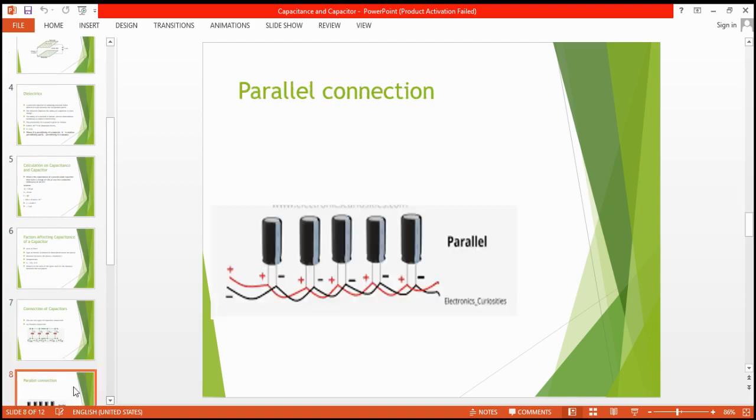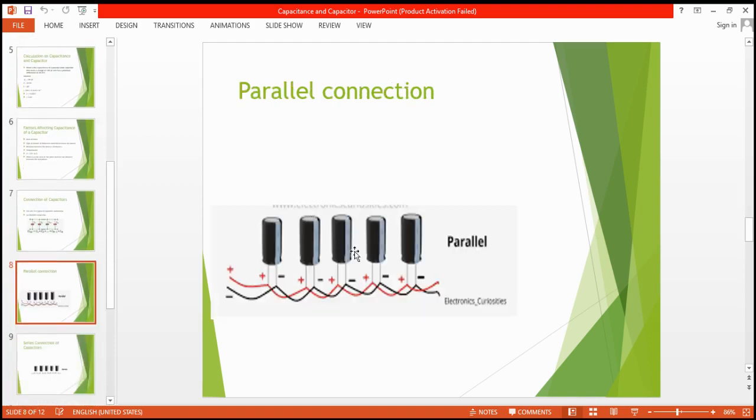Then we move to slide 8. We look at the practical case where you connect electrolytic capacitors in parallel. And this is how we make the connection. You can see the positive sides are linked together, and the negative terminals are linked together. This is how you can implement a parallel connection in a practical situation.